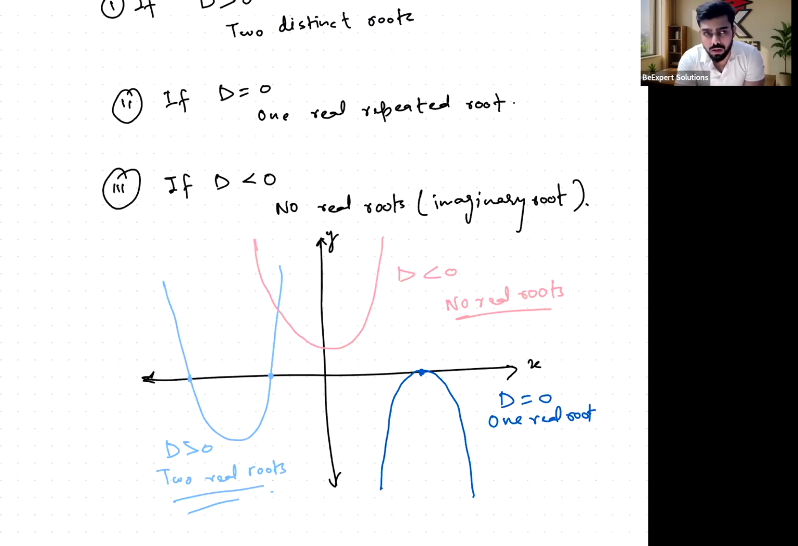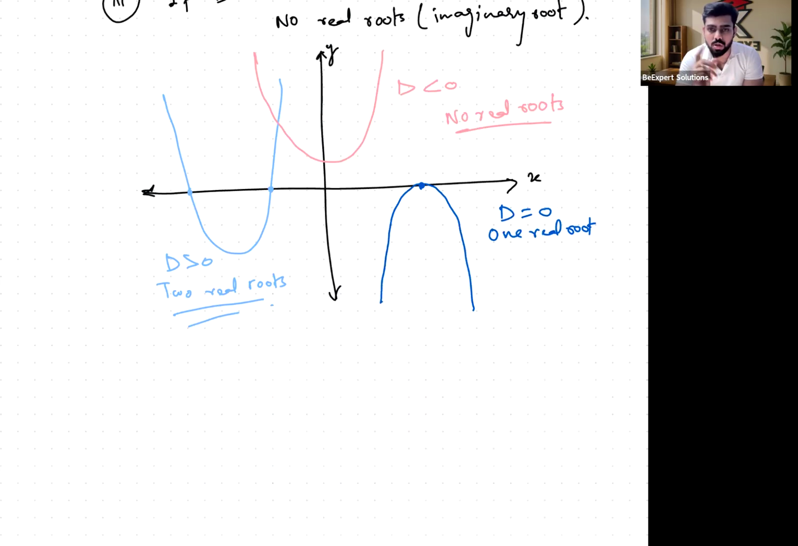This is how simple it is. You need to remember this. If it cuts two times, like twice, then it has two roots; if it touches once, one root; and if it doesn't touch, no real root.